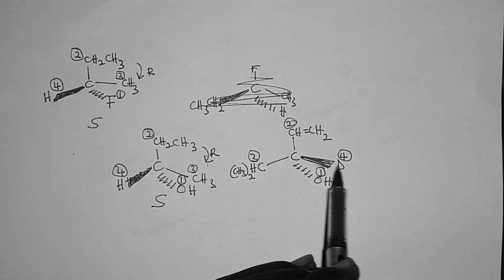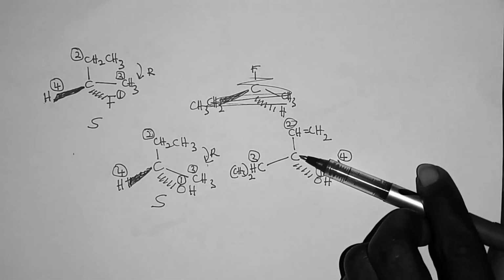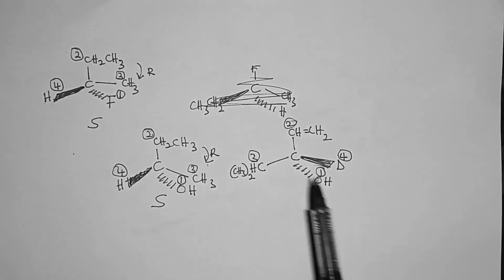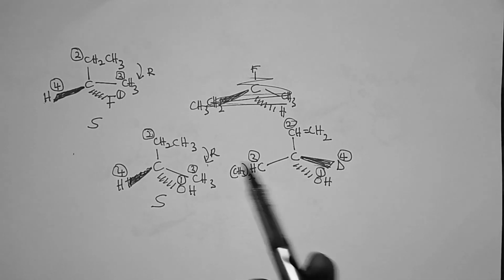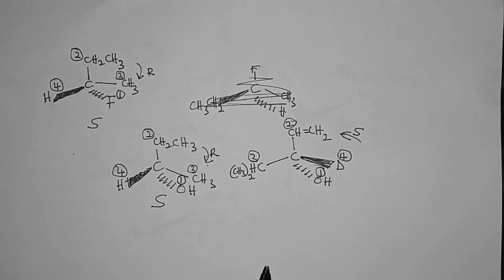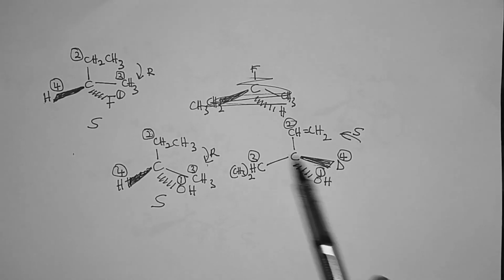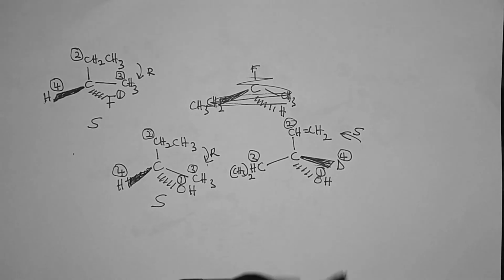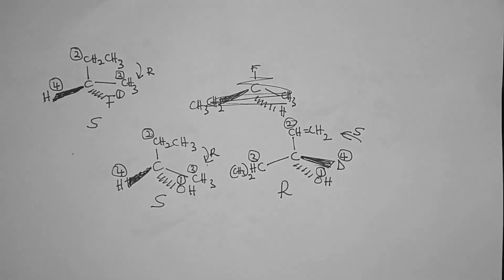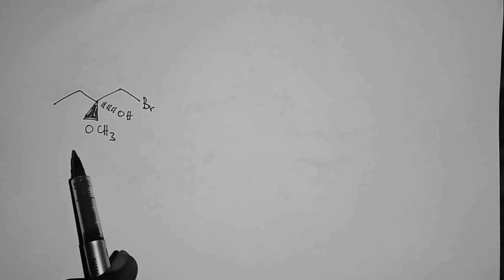So the least group is not pointing away from us, but it is pointing towards us. If we cover this, you will see that this is 1, 2, 3. 1, 2, 3 is going in the anti-clockwise direction, so it's an S. However, because the least group is pointing towards us and not pointing away from us, we will negate this configuration, and therefore this configuration is an R configuration. Now let's look at this situation as well.